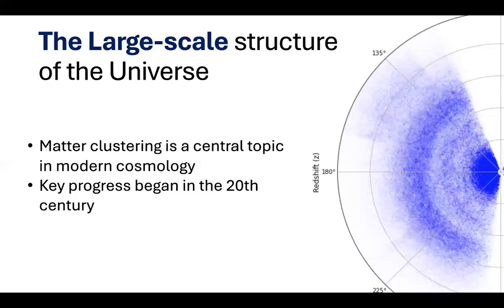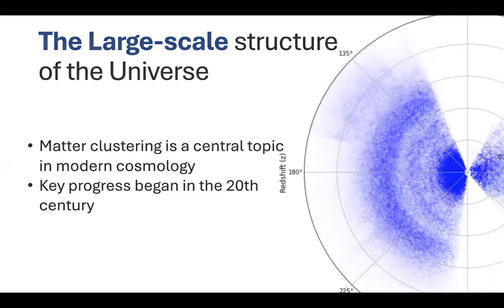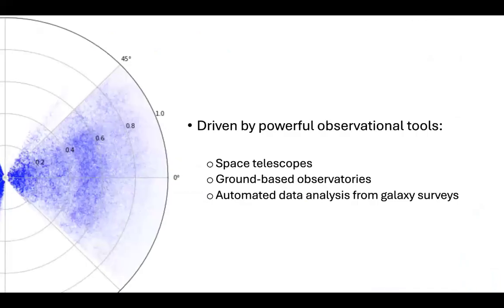As we know, the large-scale structure of the universe and matter clustering is a central topic in modern cosmology. There has been progress that began in the 20th century, driven by powerful observation tools, observations from space telescopes, ground-based observations, and automated data analysis from galaxy surveys.